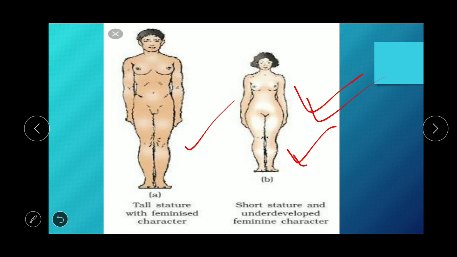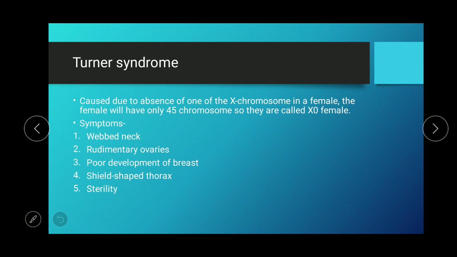This diagram is of Turner syndrome, we will learn this, and this is Klinefelter syndrome. Turner syndrome is caused due to the absence of one X chromosome in a female, so they are called XO females, and they have 45 chromosomes. Normal is 46, that means autosomes 44 plus XX, but here one X chromosome will be absent. The neck will be webbed. These are the symptoms: webbed neck, that means a webbing-like shape in the neck.